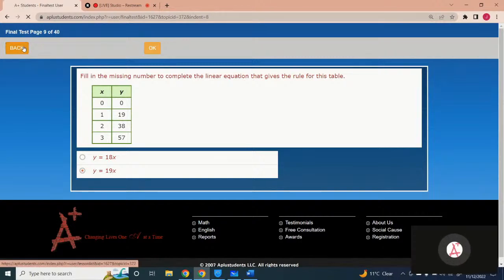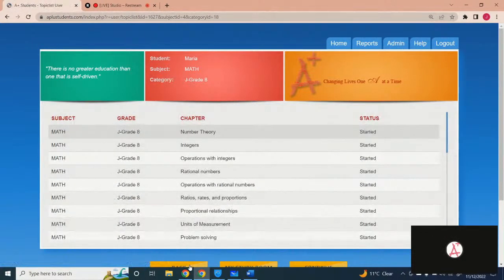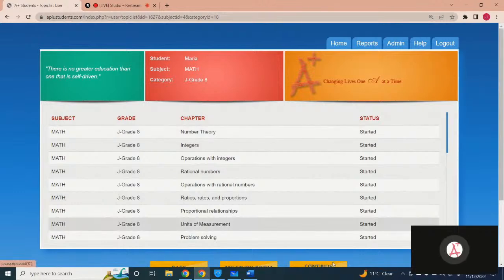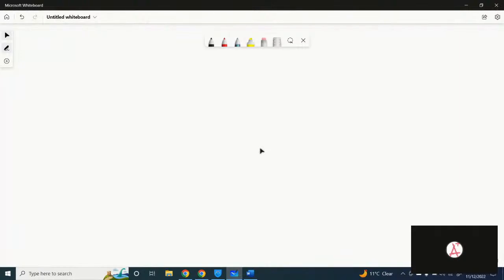Let me move on to the next topic. We are going to start with the next chapter because we are done with the one we were working on, the proportional relationships. Just click on the back button and start with the new chapter. The chapter name is unit of measurement, and the lesson we're going to start with is convert rates and measurements, customary units.